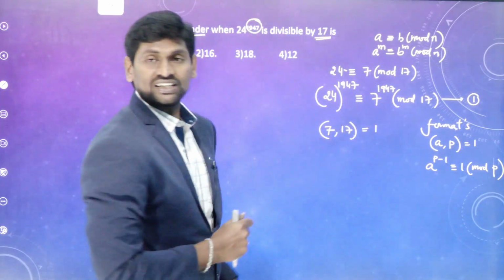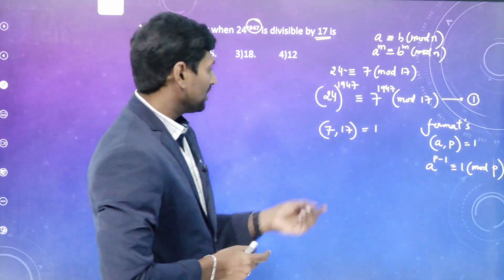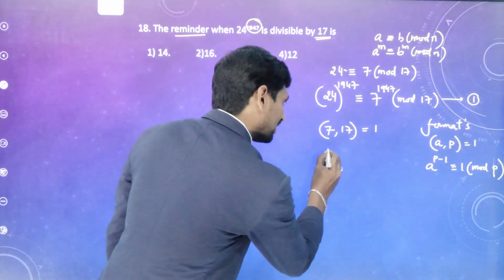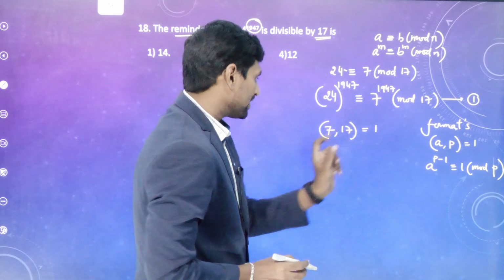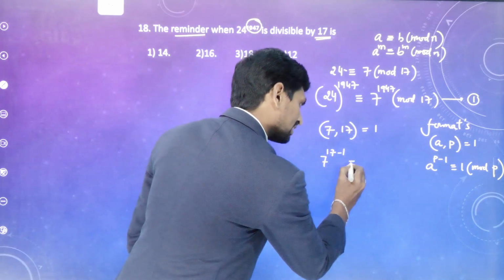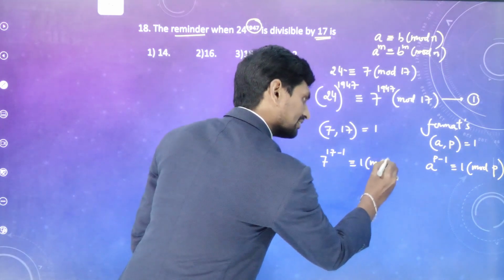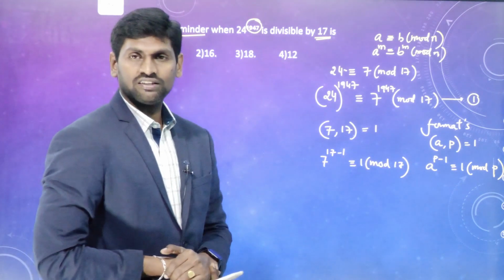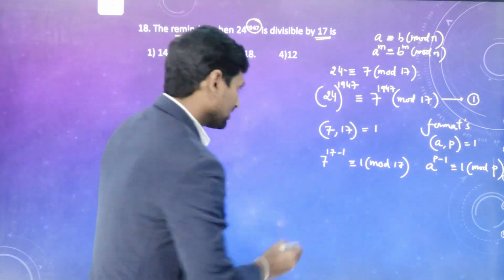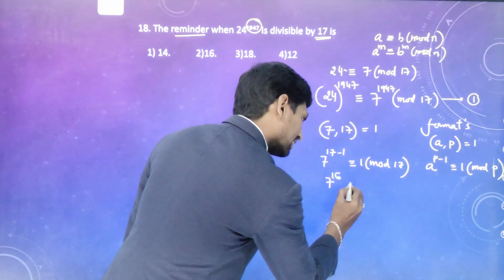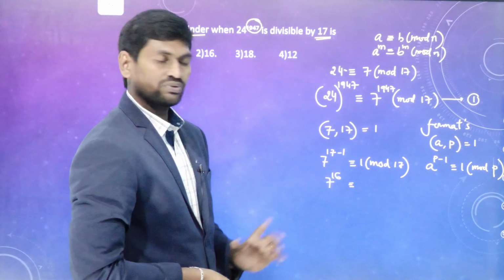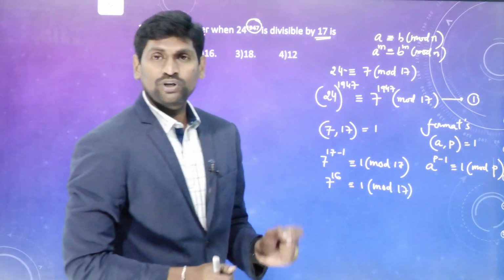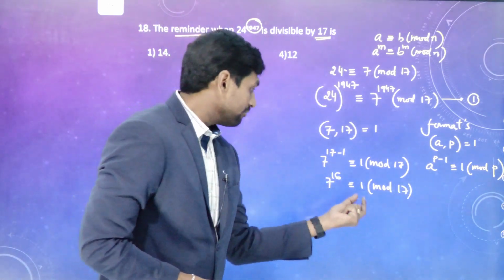Same way, 7, 17, 17 is a prime number, and we can write according to the Fermat's theorem, 7 power P minus 1, where P is the prime number. Here the prime number is 17. So 7 power 17 minus 1 is congruent to 1 mod 17. Okay? That means 17 minus 1, 16, in the sense 7 power 16 is congruent to 1 mod 17. That means if you divide 7 power 16 with 17, we will get the remainder 1.